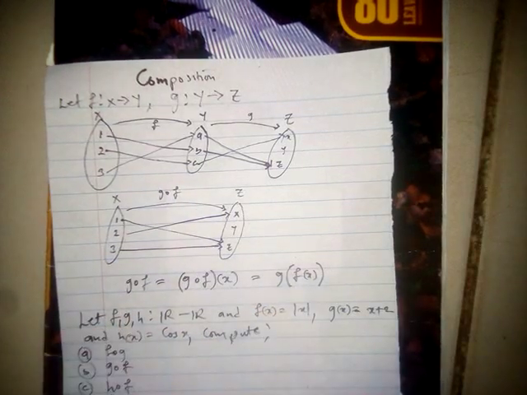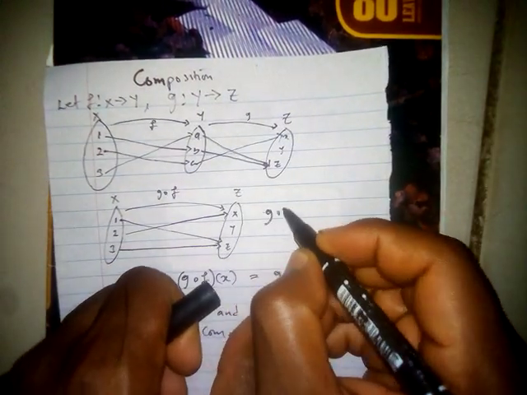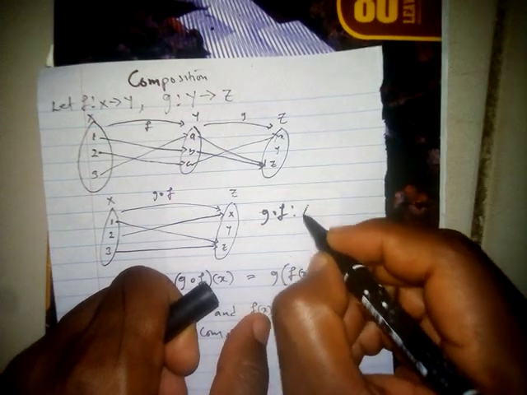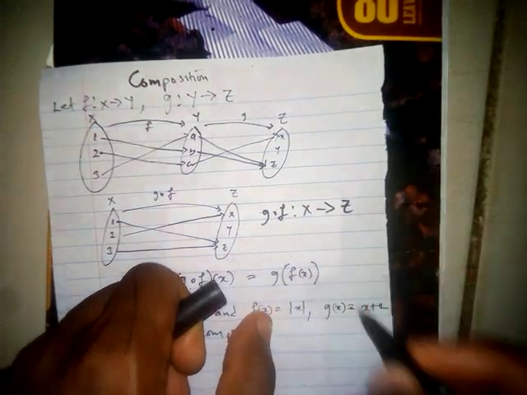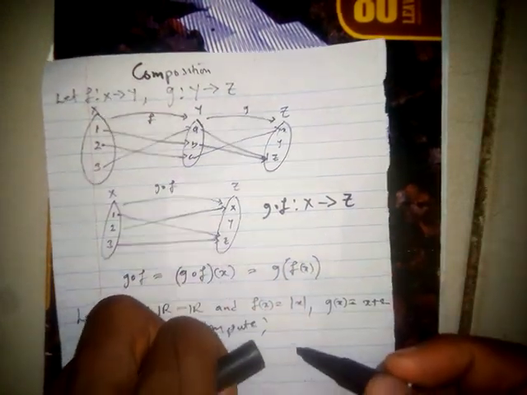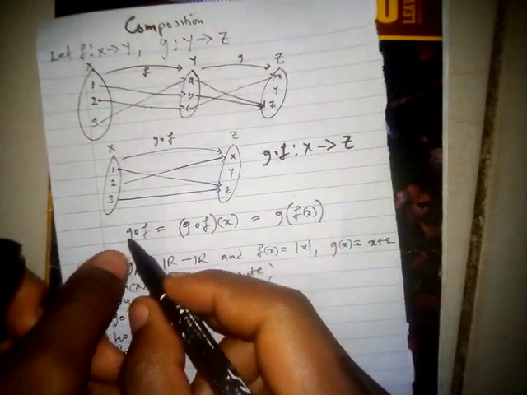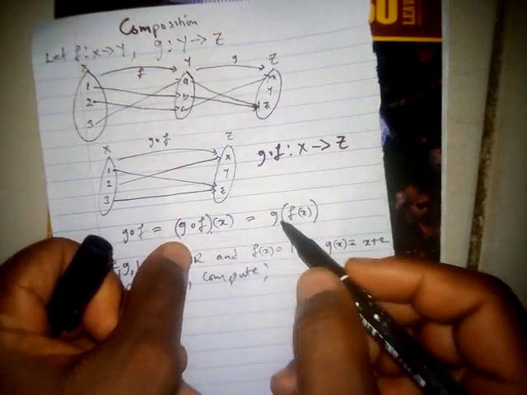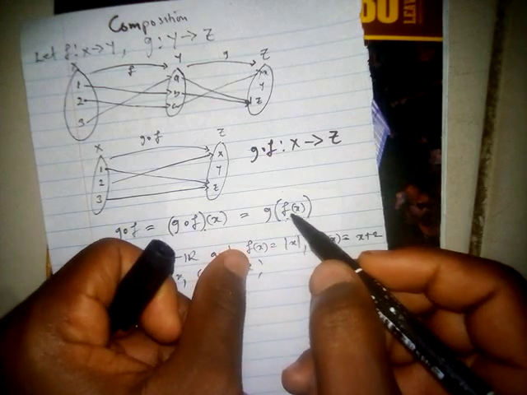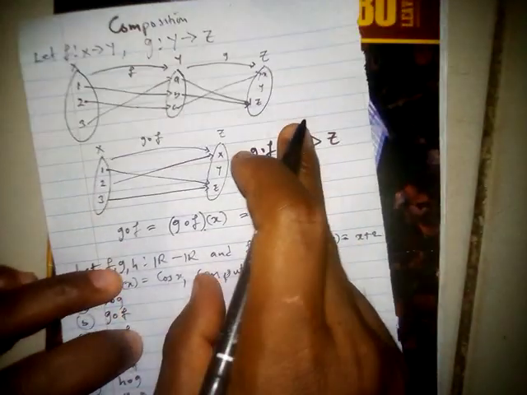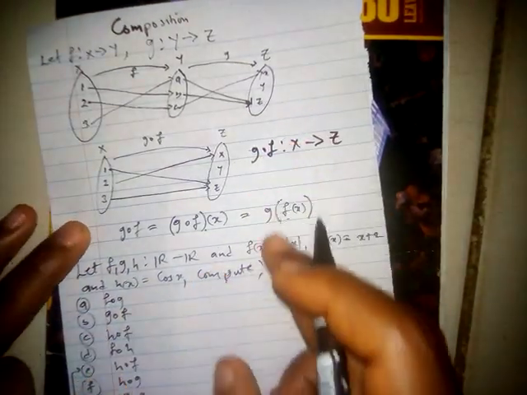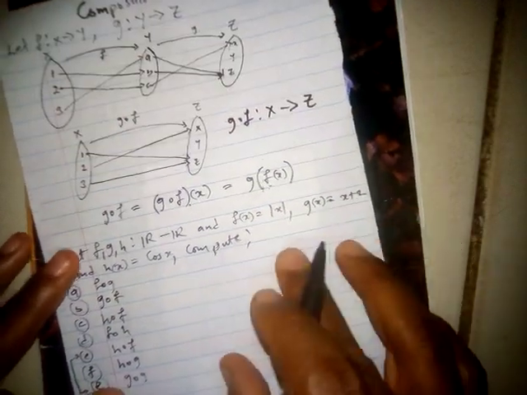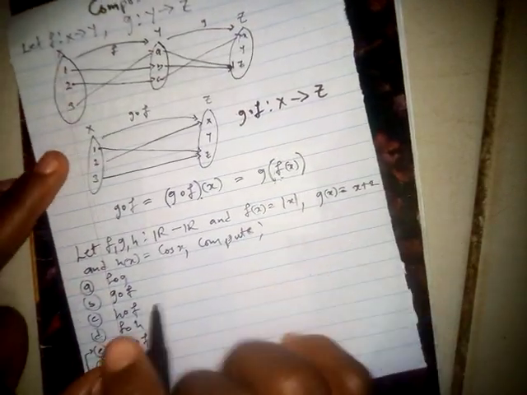So this is the composition of a function, g of f. And g of f simply maps x to z. So this is the new function we're talking about. So g of f can be written as this. This is the notation. You can write it this way, or you simply write it this way, whichever way you want to write it. This shows that this is a composition of the function.